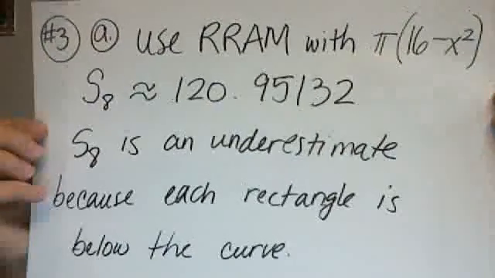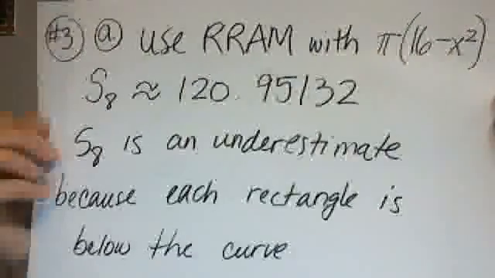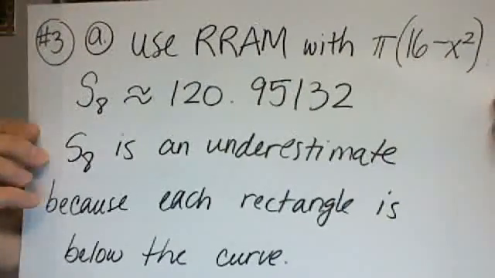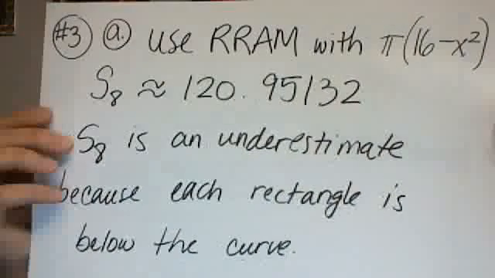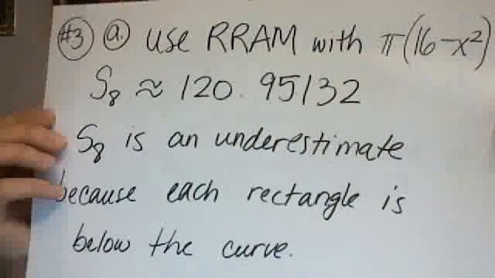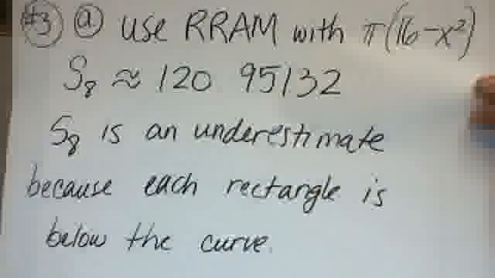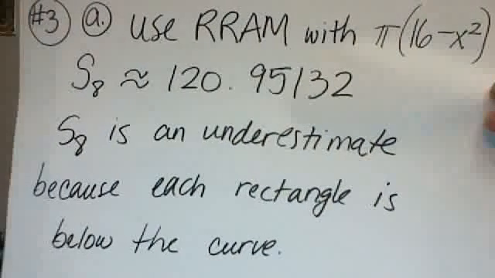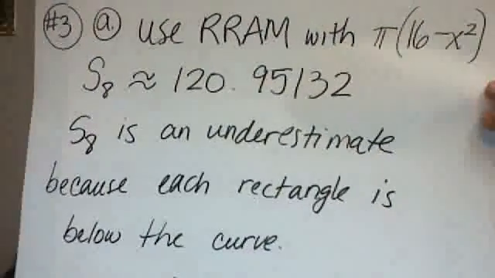Alright, this is the volume of a solid hemisphere. To estimate the volume of a solid hemisphere of a radius of 4, imagine its axis of symmetry to be the interval 0 to 4 on the x-axis. Partition the interval 0 to 4 into 8 subintervals of equal length and approximate the solid with cylinders based on the circular cross sections of this hemisphere perpendicular to the x-axis at the subintervals' left endpoints.